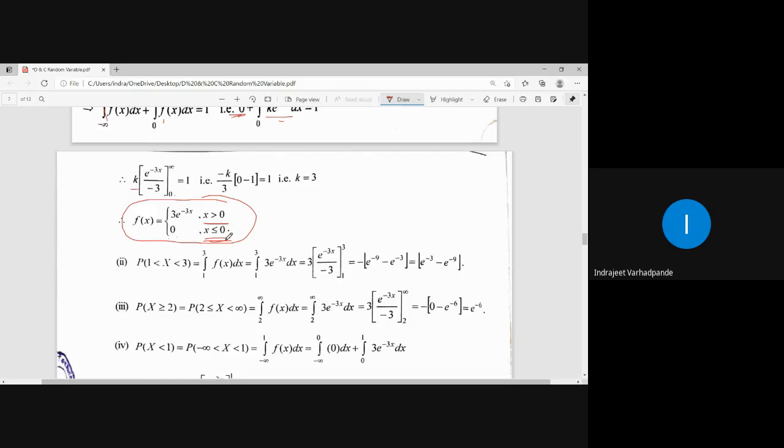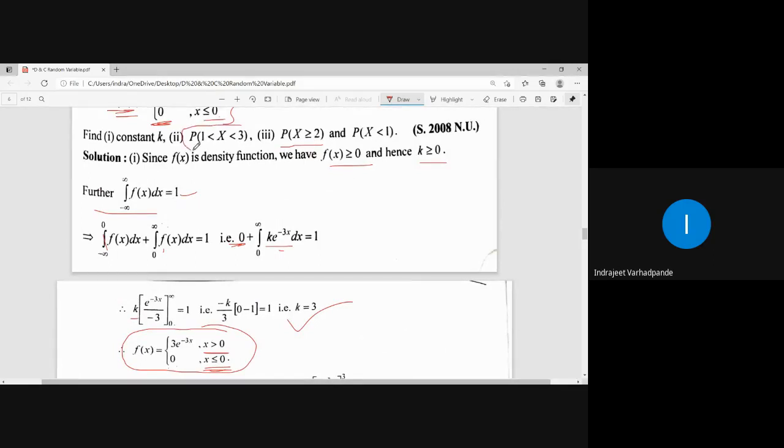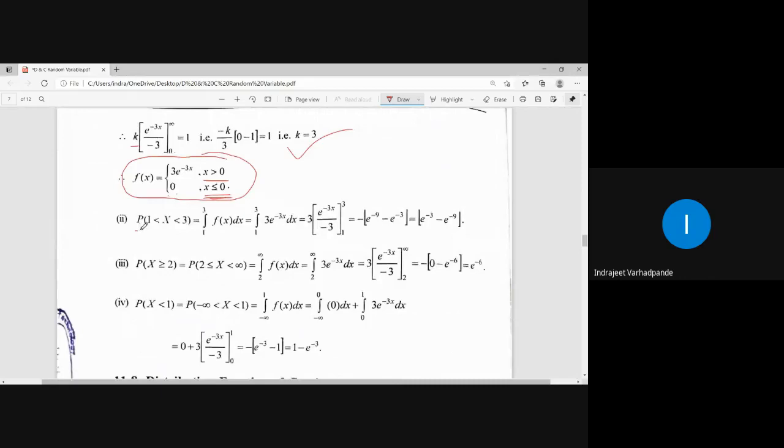Now what is the first quantity they have asked us? Constant k. Find the value of constant k. That we have calculated. Secondly, what is the probability? Probability for 1 less than x less than 3. So what do you mean by this probability? It can be compared with a less than x less than b. How do you calculate the probability for a less than x less than b? It is integral a to b f of x dx, right? Just now we have seen how to calculate.